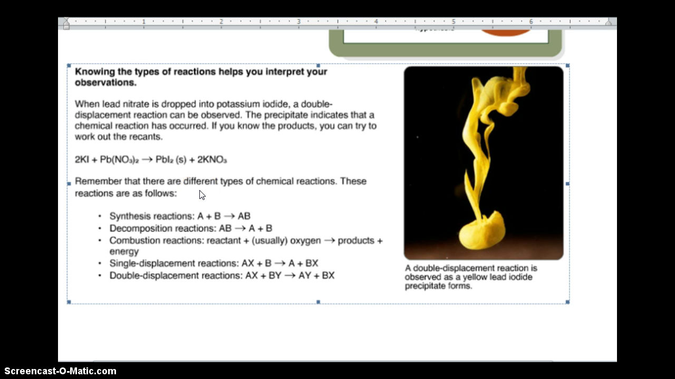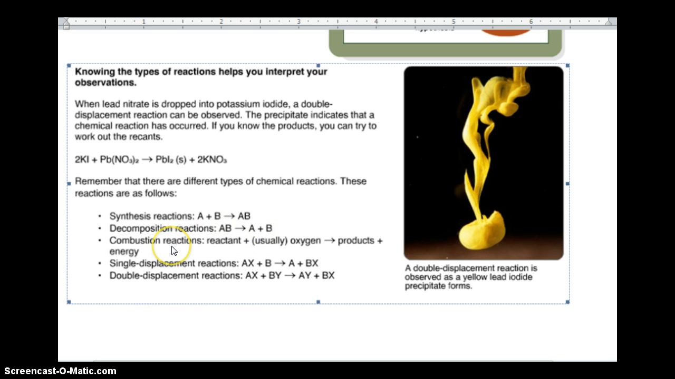Remember that there are different types of chemical reactions. These reactions are as follows. Synthesis: you have 2 separate things, and they combine to make one thing. Decomposition: think about what decomposing means in biology class, or if you have some old food laying around, it decomposes or breaks down. So in a decomposition reaction, you have one thing and it breaks down into 2 separate things.